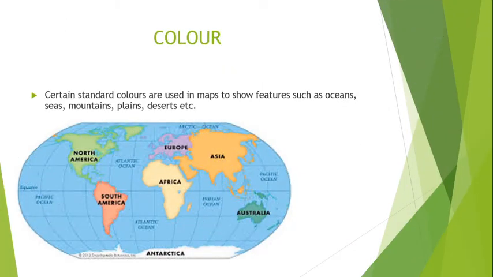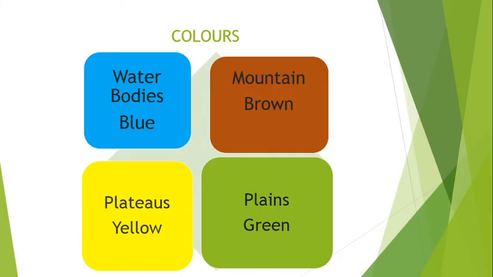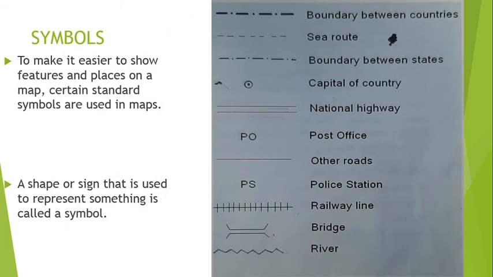Colors. There are certain standard colors used in maps to show features such as oceans, seas, mountains, plains, desert, etc. Water bodies are shown in blue color, mountains brown, plateaus yellow, plains in green color.